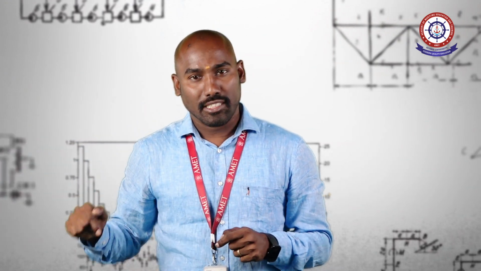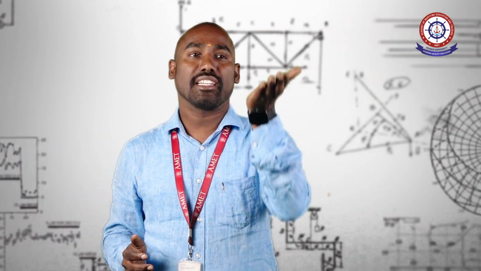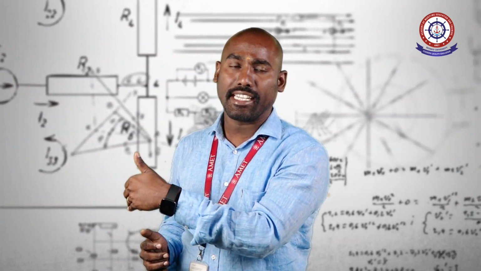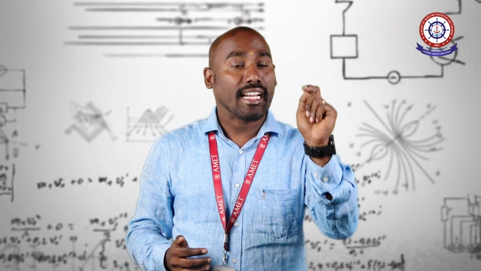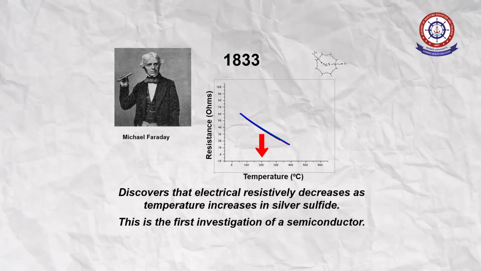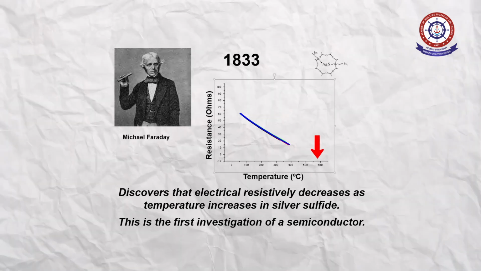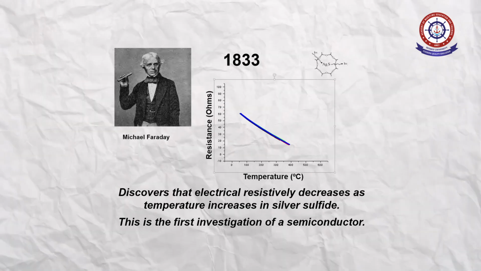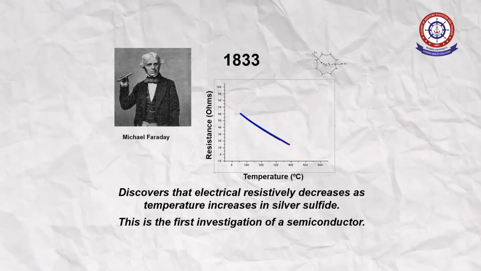In the case of semiconducting material, when the temperature increases, what happens? The resistivity decreases. If the resistivity decreases, what happens? Yes, the conductivity increases. Look at the graph. When the temperature increases, the resistance decreases. That means the conductivity increases. This was discovered in 1833.